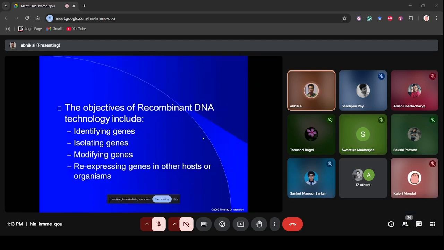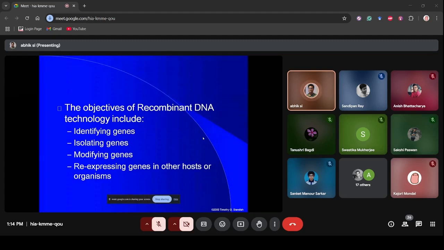Like today we are getting human insulin from the medicine shop. A person suffering from diabetes needs insulin, but from where will we get it? Initially it was animal insulin, but there was a certain problem. Human insulin is not easy to get, because we would have to kill the human, collect the pancreas, and then collect the islets of Langerhans cells, which is not possible.